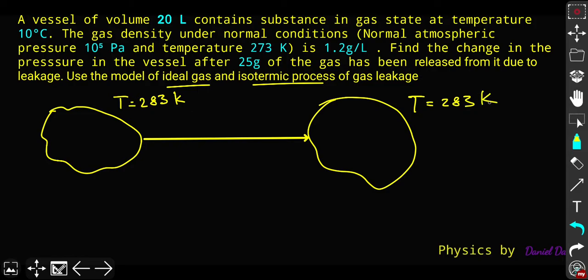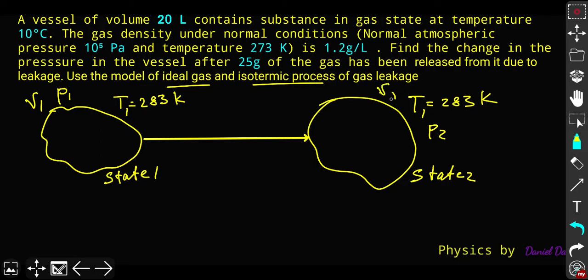And what about the other parameters? Definitely pressure. Let's mark the first state as state 1 and here state 2 is better. So that means P1, and here is P2. Pressure is changing because we need to find, obviously, the change in pressure. And so what about volume? Volume stays the same because we still have the same vessel. So that means V1 and V1 here. So volume is not changing.